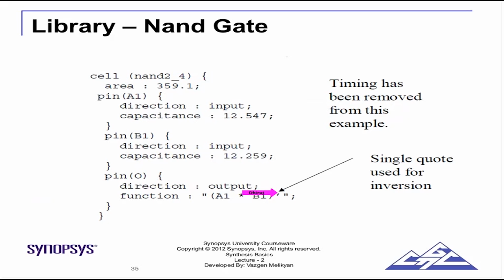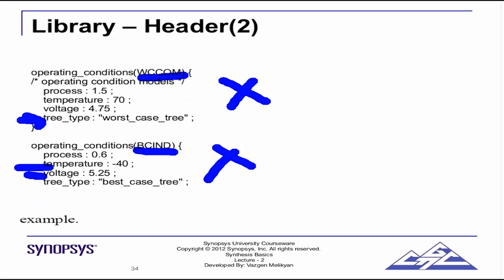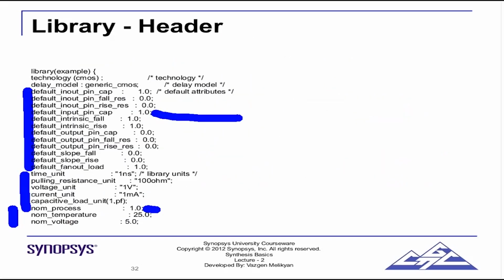Now please note there is no output capacitance here. Does it mean the output capacitance is 0? No. Look for the value in the header. If the output capacitance, for example, is missing, the tool will take the output pin cap from there. The default value is also 0, so obviously it will be 0.